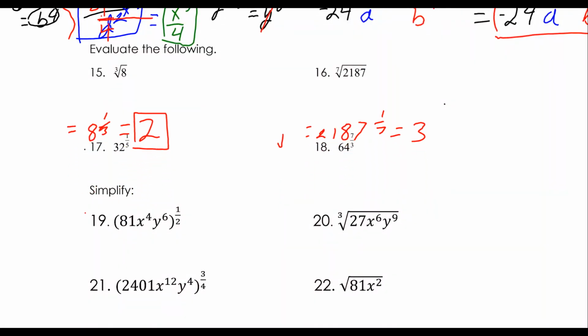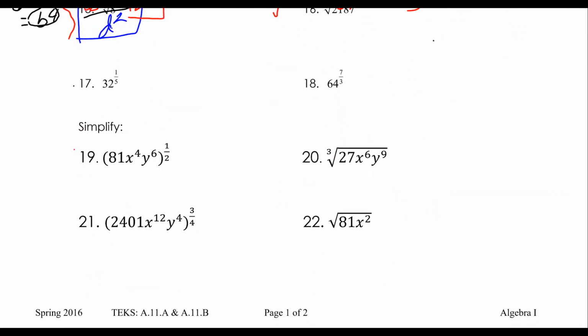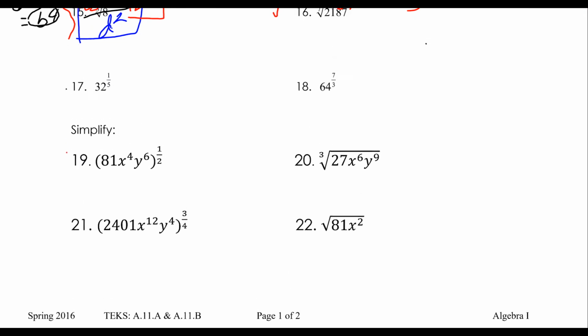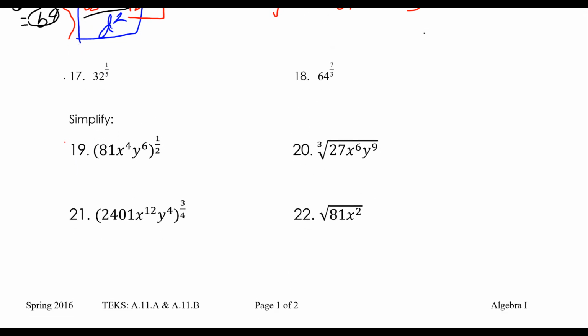Now, number 17. We've got 32 raised to the 1/5 power. Put that in your calculator. You should pull out 2. And then number 18, when you raise 64 to the 7/3 power, what you should get is 16,384. All right.